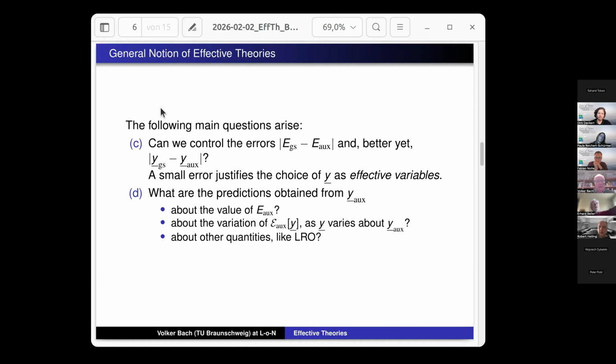Yes, so you're right. At this point, I was deliberately vague, so this would be a possibility that is not excluded by what I said. So I should have a criterion that demands that the auxiliary functional is simple in some way. Thanks. That's a good point.